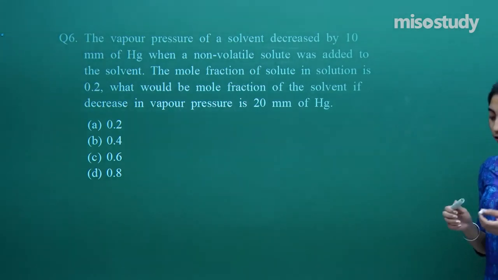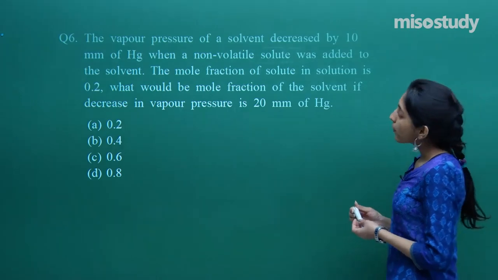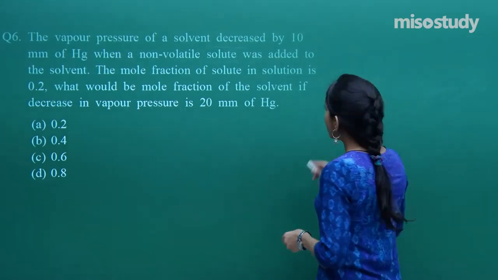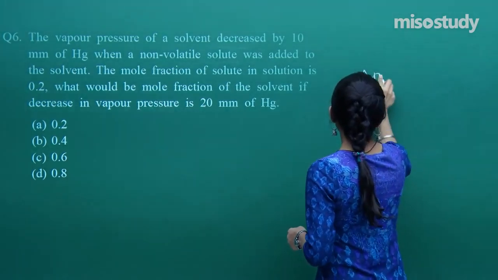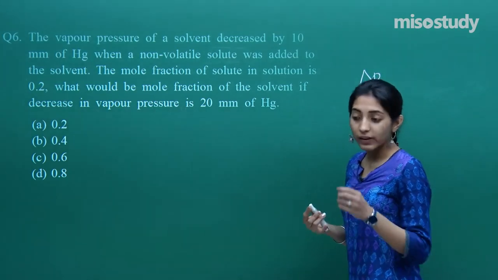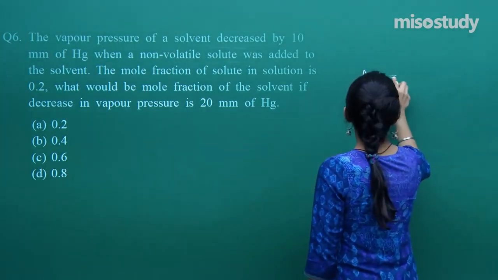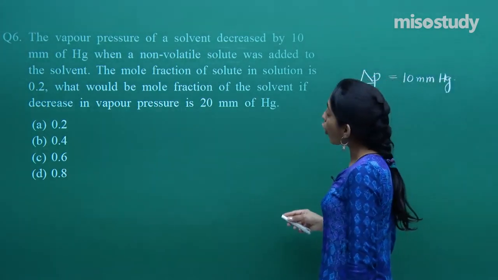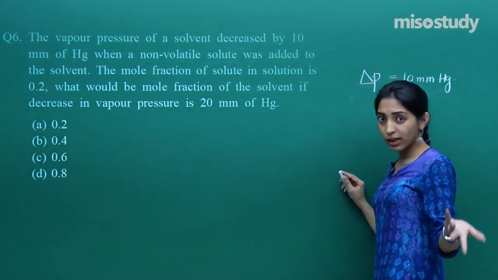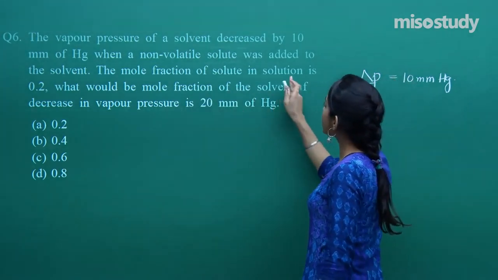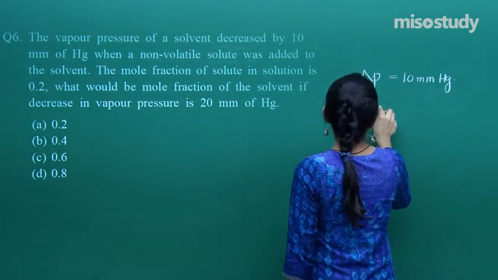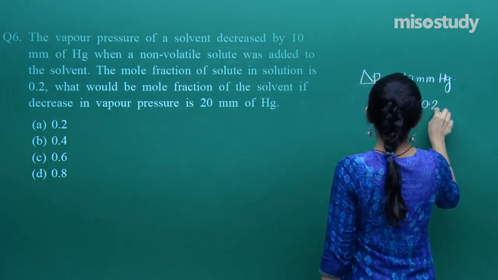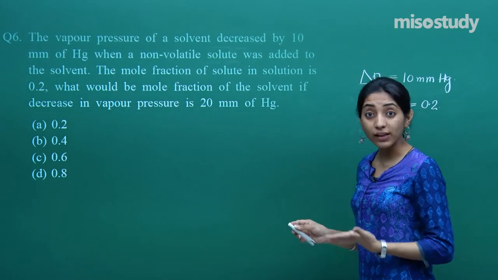When I move on to question number 6, it says the vapor pressure of a solvent decreases by 10 mm of Hg. So that means delta P, the lowering of vapor pressure, is 10 mm of Hg when a non-volatile solute was added to the solvent. The mole fraction of solute in the solution is 0.2. So what can we conclude from here?